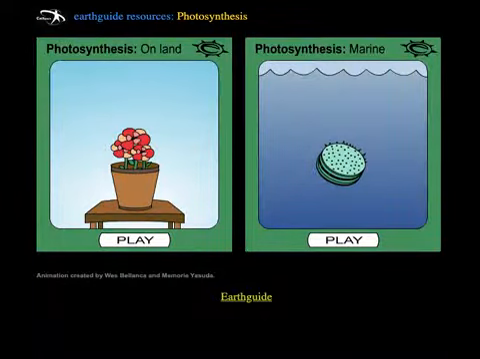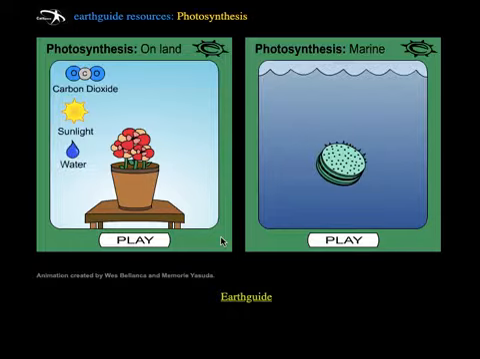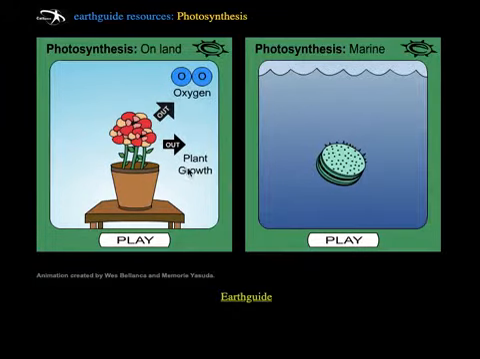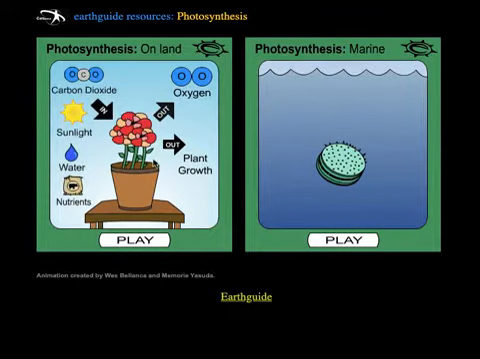Cool animation, photosynthesis. This one on the left is about photosynthesis on land. This one is in the water. So let's do the one on land. You'll see that carbon dioxide goes in, sunlight goes in, water goes in. And of course you need some nutrients, to make sure the cells are good. And what comes out? Well, you get some oxygen, and then the glucose helps the plant grow and develop.